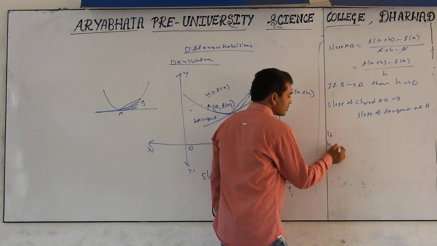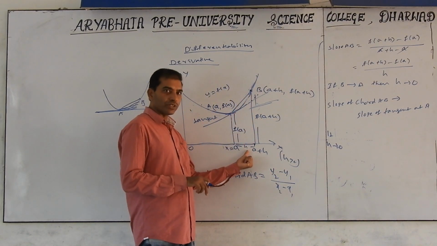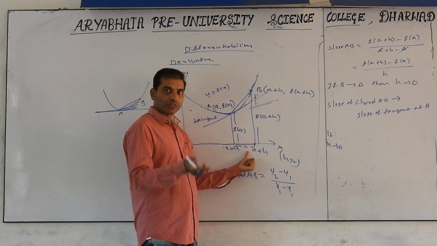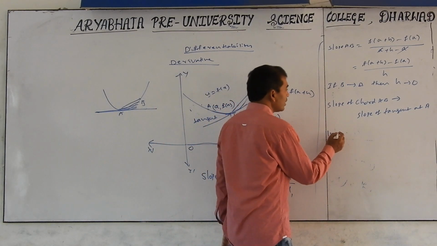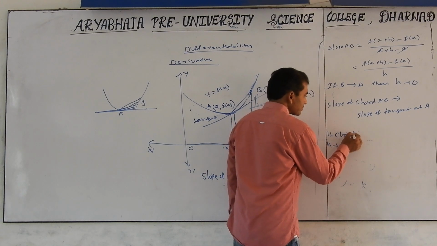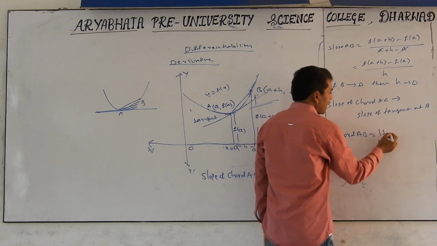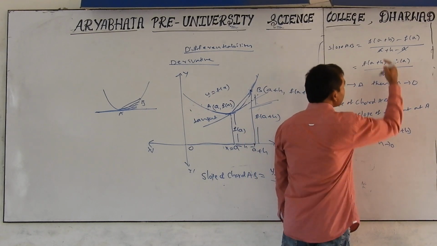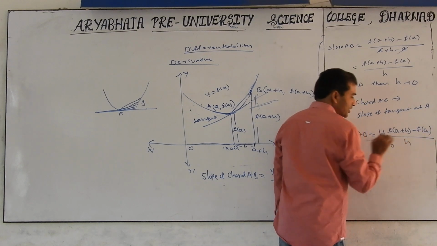Limit h tends to 0. Why should we take the limit here? Because we are not taking exact h equal to 0. Okay? h tends to 0 means 0.0001, very close to that. So limit h tends to 0 of f of (a plus h) minus f of a by h.